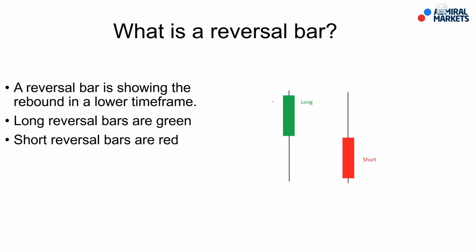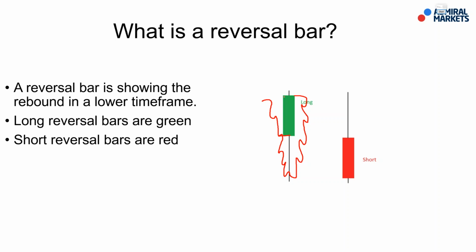Maybe this is a daily chart. Then it shows you in the hourly chart a trend which is facing downwards, and then a rebound on the lower side, and now you can see an uptrend with a higher close than the opening. And this is a long reversal bar. This is only a visible thing to show you in a higher time frame what has happened in a lower time frame.